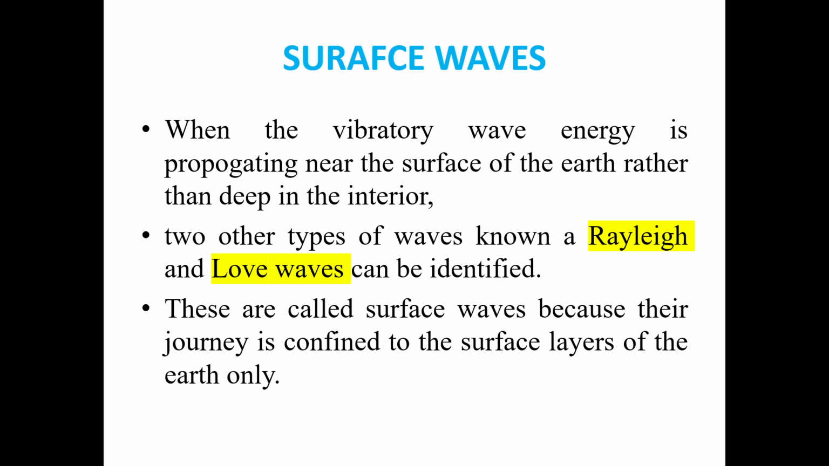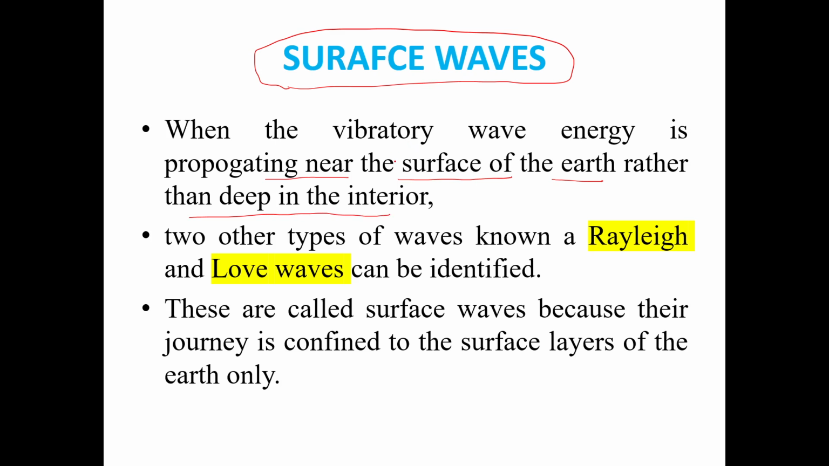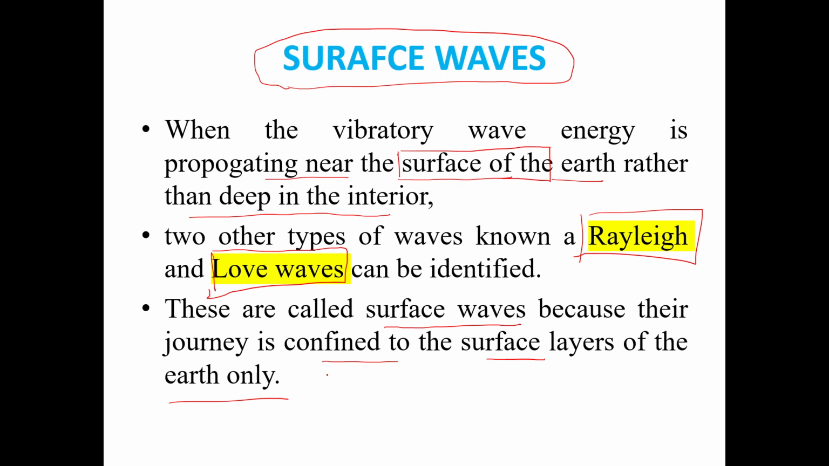Now the next classification. First part we have seen, body waves. Second part is surface waves. So when the vibratory wave energy is propagating near the surface of the earth rather than deep in the interior, they are associated with the surface only. There are two types of surface waves. First one is the Rayleigh wave and second one is the Love wave. These are called surface waves because their journey is confined to the surface layers of the earth only.